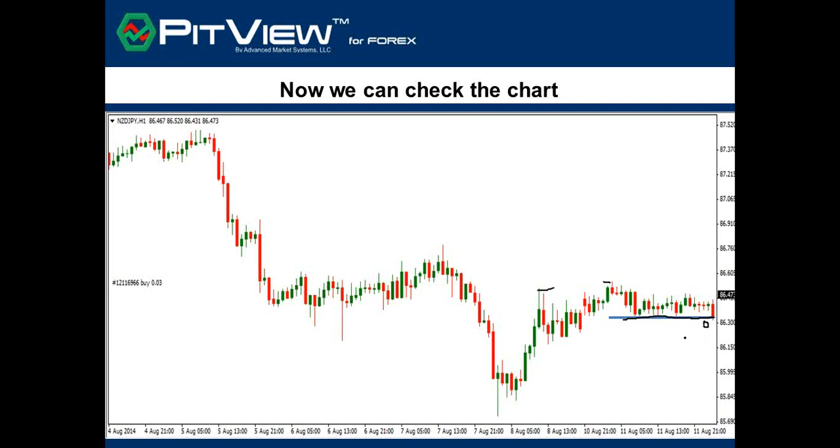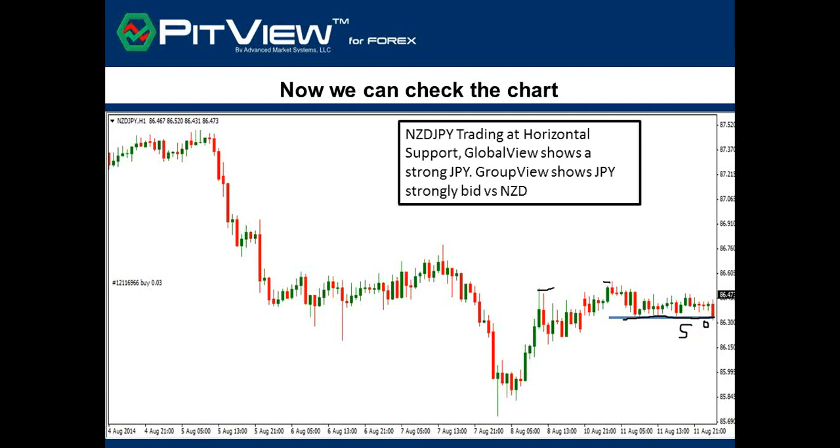If I can get a break of this support level, then I want to go ahead and sell New Zealand yen and look for it to make a move down. So that would be kind of the action that we're looking for. And what I would use to complete that action is PitView to confirm the actual buy or sell imbalance on New Zealand yen.